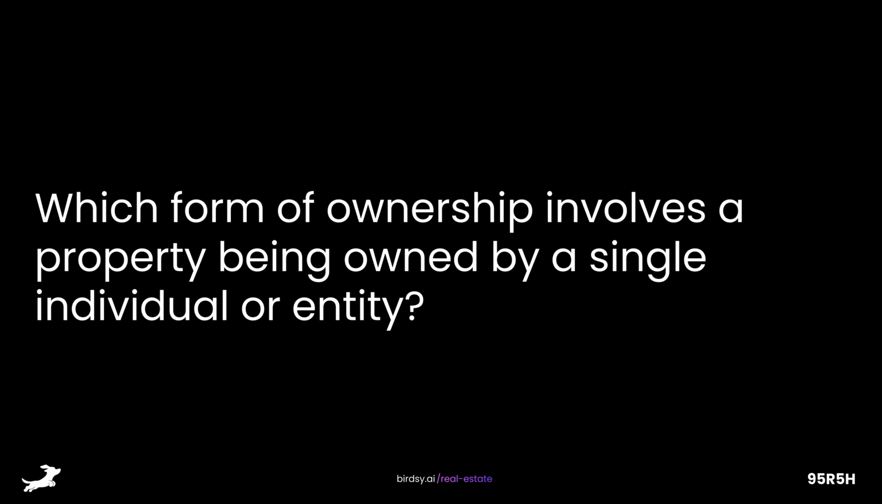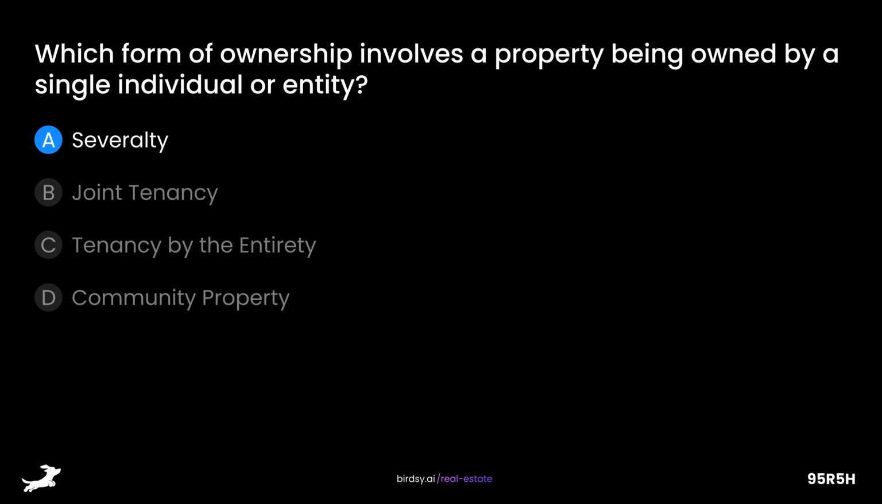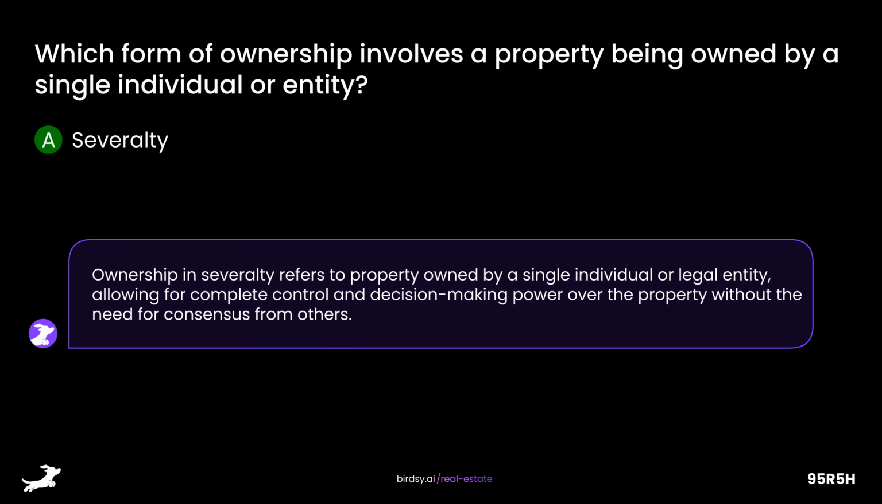Which form of ownership involves a property being owned by a single individual or entity? Is it A. Severalty? B. Joint tenancy? C. Tenancy by the entirety? Or D. Community property? The answer is A. Severalty. Ownership in severalty refers to property owned by a single individual or legal entity, allowing for complete control and decision-making power over the property without the need for consensus from others.